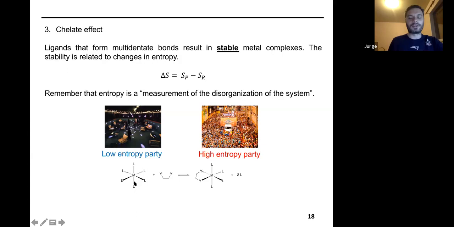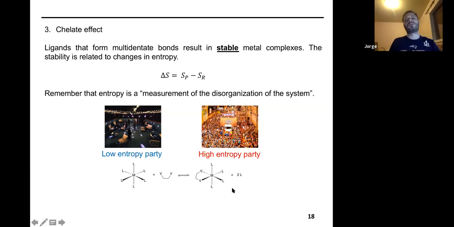Okay, so let's consider a generic reaction here. We have a metal complex as a starting reagent, and that's going to react with a ligand that can coordinate through the Y atoms, so it doesn't matter what that is. And in this case it is going to form a chelate, okay? So it's a bidentate chelate and replaces two L ligands.